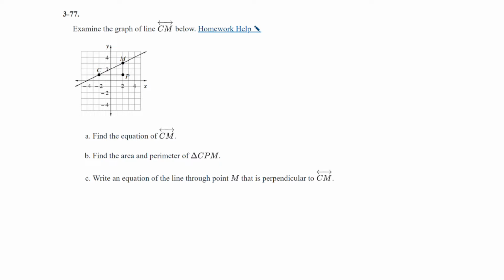Question 77, examine the graph of line CM below. Find the equation. So to find the equation, we need the y-intercept, which looks to be at 0, 2, and we need the slope. So we have 2 and 4. So we can write the equation as y equals 2 over 4, or 1/2 x plus 2.